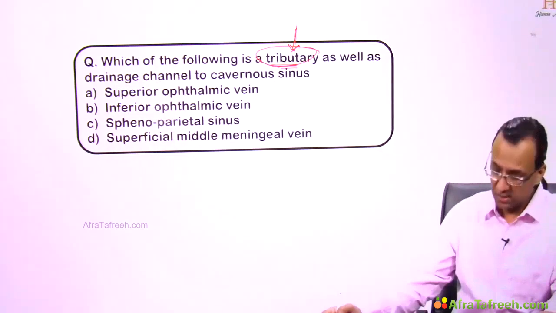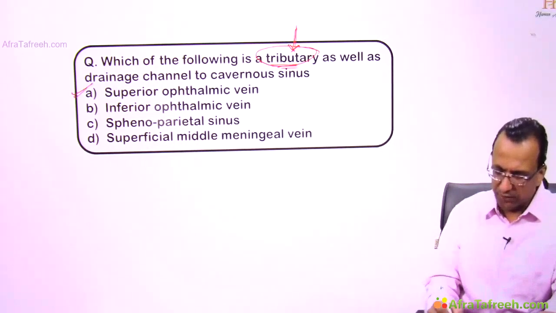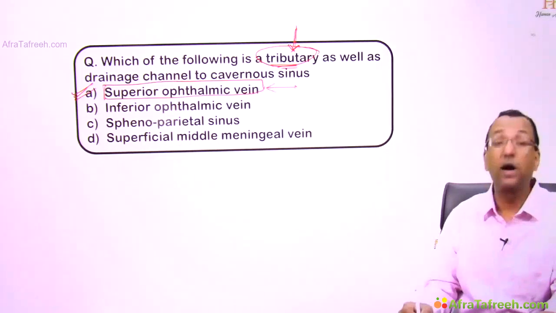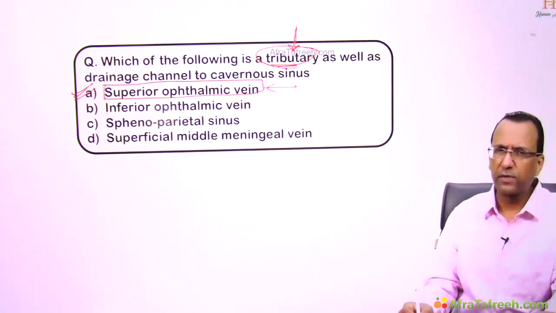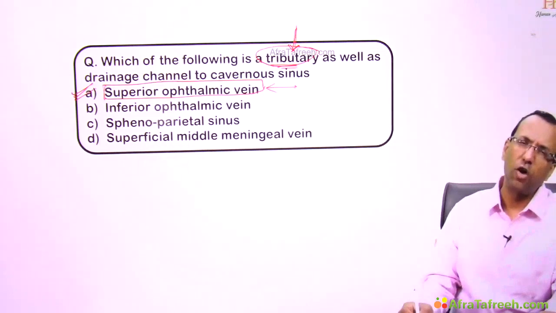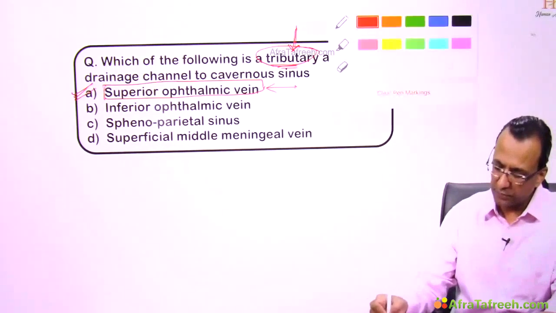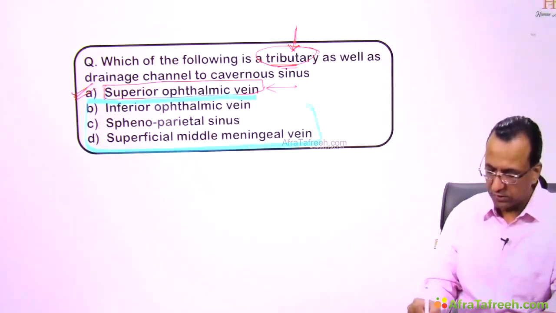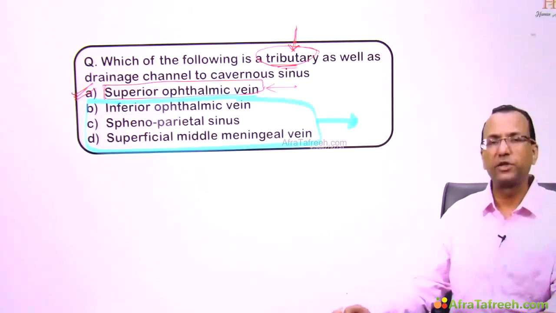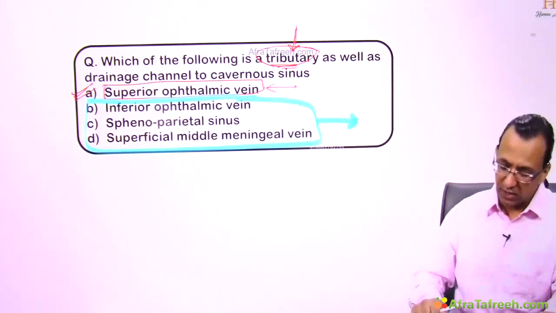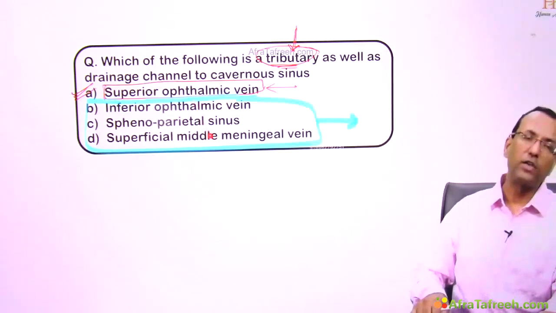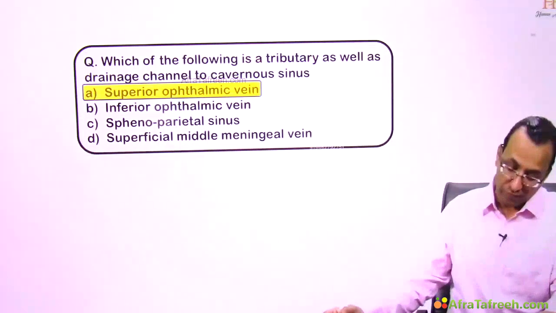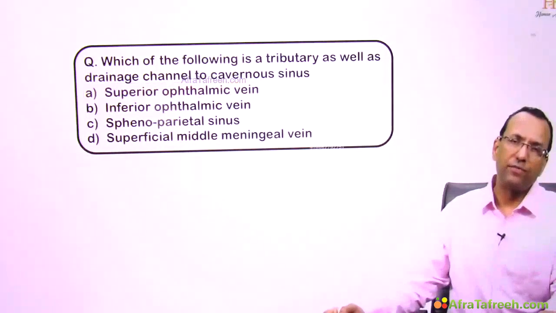That is the answer. As you understand, superior ophthalmic vein is having bidirectional flow. It is not only a tributary to cavernous sinus, but it is also draining the cavernous sinus into orbit. The other options which you see here are just the incoming tributaries into cavernous sinus, but this is also a draining channel. So we'll keep our answer as choice number A.